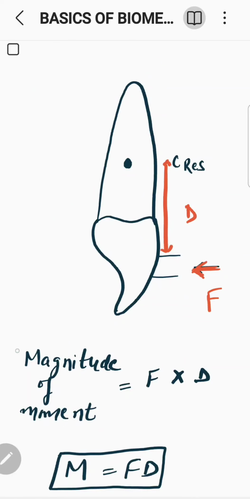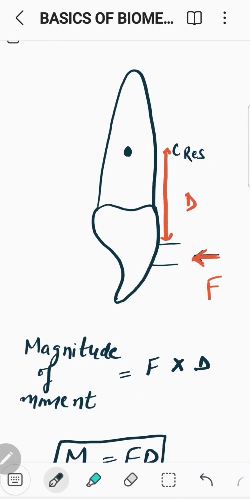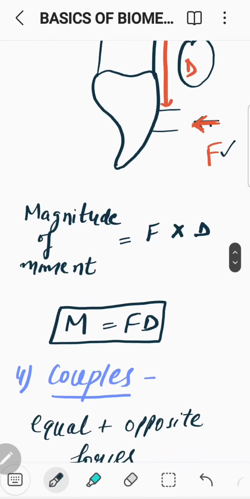Now the magnitude of moment can be calculated. It is calculated as the amount of force applied onto the tooth multiplied by the perpendicular distance between the point of force application and the center of resistance of the tooth. So the distance between these two multiplied by the force applied will tell us the magnitude of the moment.